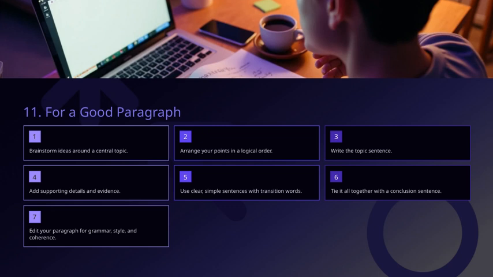Once you have your ideas down, you should edit your paragraph for grammar, style, and coherence to ensure everything flows smoothly. Arranging your points in a logical order is also key. Think of it as telling a story that gradually builds. Using clear, simple sentences along with transition words helps your writing stay smooth and easy to follow. Then, wrap it all up with a conclusion sentence that ties everything together, leaving your reader with a clear understanding. Remember, these steps work together to create a well-structured, engaging paragraph that supports your overall message.